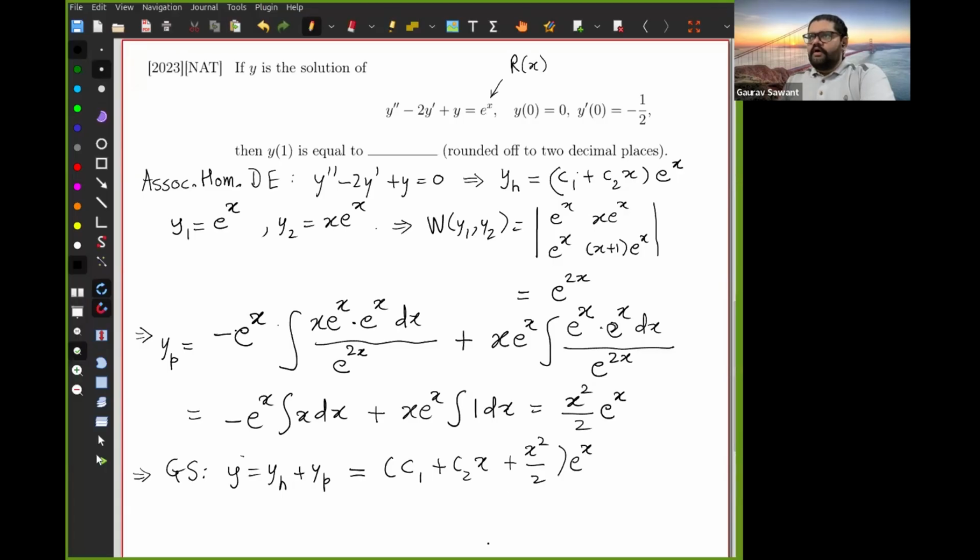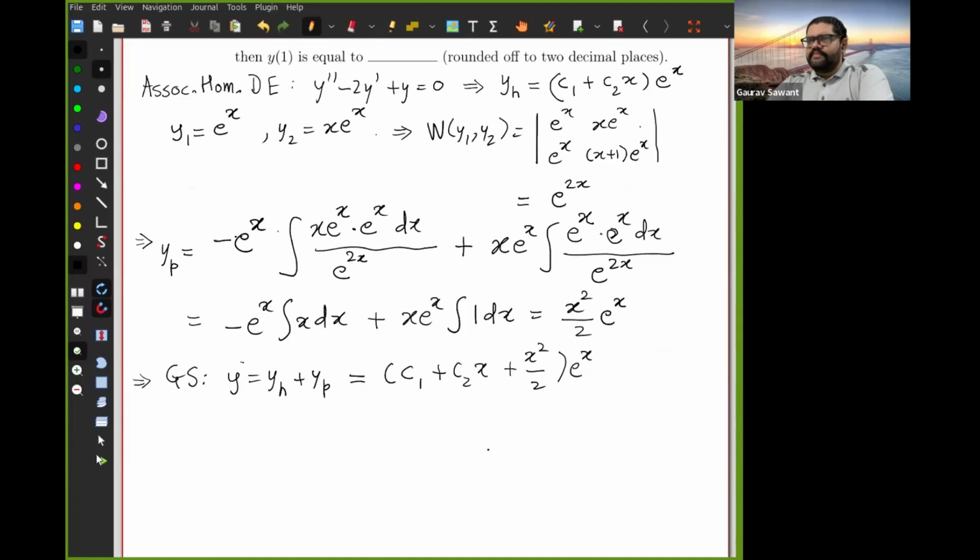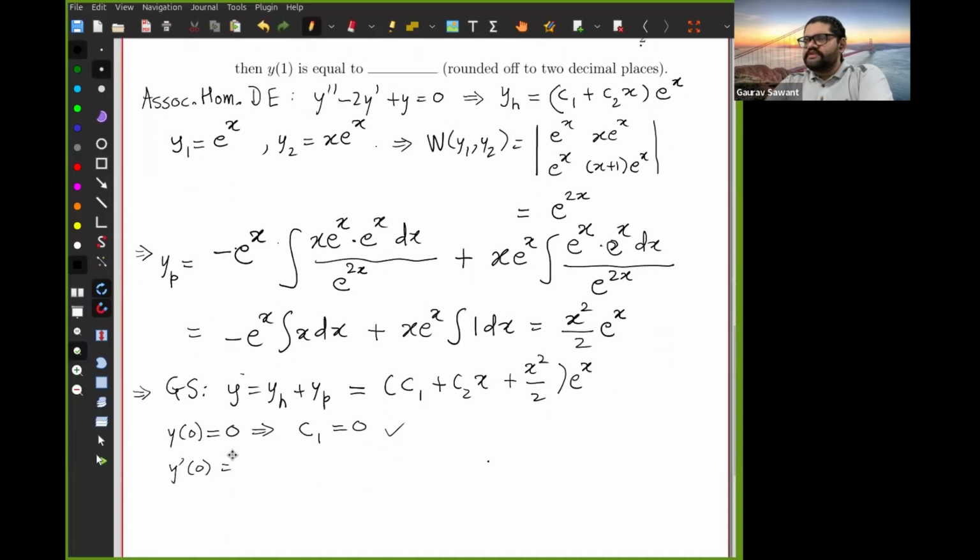All right. Now it's just a matter of putting the given initial conditions to find out exactly what y is and then put x equal to 1 to get the value for y(1). Let's do that. So y(0) is equal to 0, which corresponds to c1 equal to 0. So we are done with this. y dash of 0 is equal to minus half.